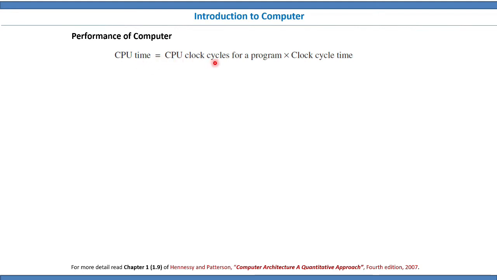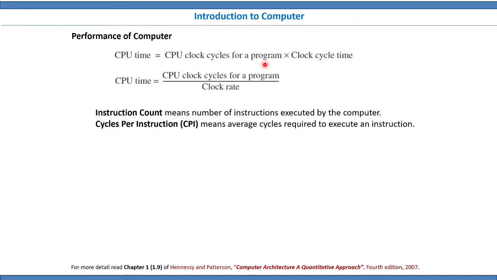So CPU time means the CPU clock cycles required for a program, meaning if you are running an algorithm, how many CPU cycles it takes, and clock cycle time means the time required for each cycle. So you can also calculate CPU time as CPU clock cycles required for a program divided by clock rate.